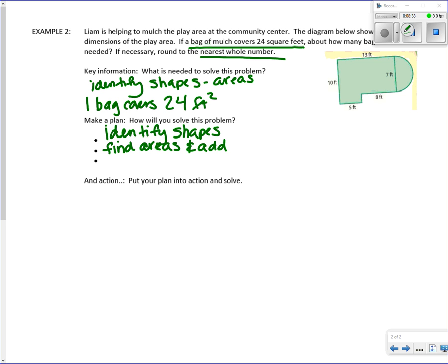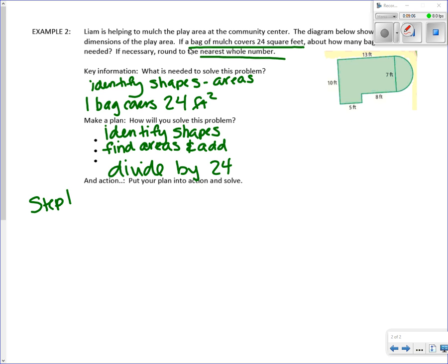Okay, and then the third step here is that 1 bag covers 24 feet. So if I want to figure out how many bags I'm going to need, I'm going to have to take the total area covered and divide it by how much 1 bag covers. So I know that my last step is going to be divide by 24 to find my answer. Okay, so I'm going to break this up into steps. Step 1 says I'm going to identify my shapes.